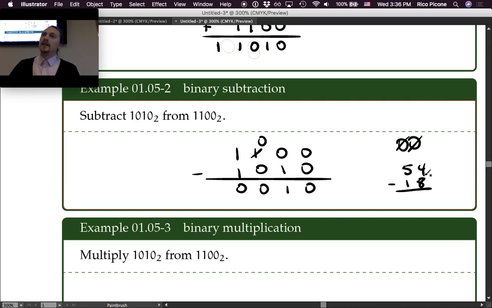4 minus 8, you have to borrow, right? 14. Because 4, and then this is 14. So you got 10 from the column over. In this one, in binary, you don't get 10. You get 2, essentially.